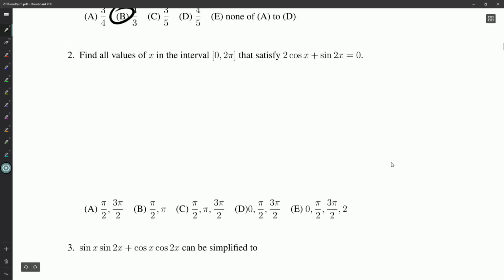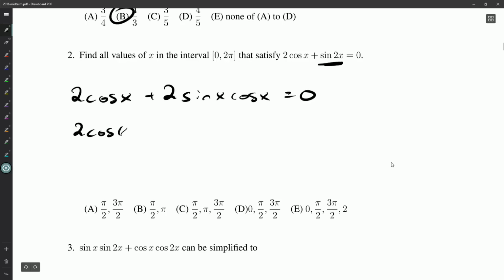It's question 2. Find all values of x in the interval 0 to 2 pi that satisfy 2 cos x plus sine 2x equals 0. Alright, now I see this sine 2x. It immediately makes me think, oh, I know a formula for that. Okay, I notice I've got 2 2's, I've got 2 cosine x's. Let's factor those out. So either cosine of x is 0 or 1 plus sine x is 0.